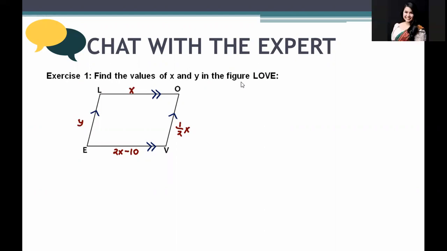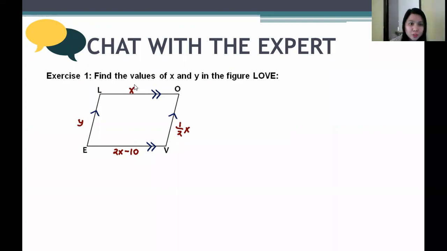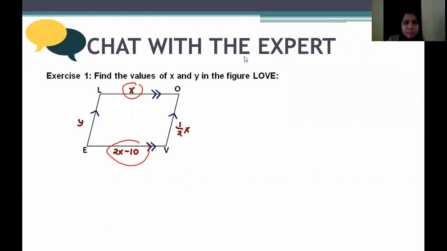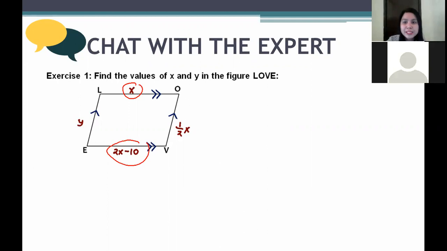For example, this one. Let's start first with x and 2x minus 10. Now, what is the relationship? Can you tell me in the chat box? What's the relationship, AP? LO and EV. LO is congruent to EV. Very good.